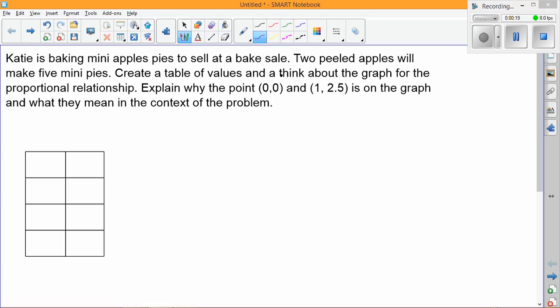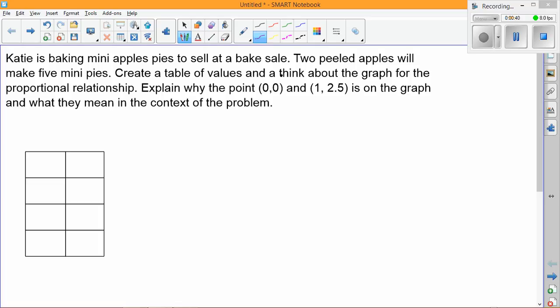Katie is baking mini apple pies to sell at the bake sale. 2 peeled apples will make 5 mini pies. Create a table of values and think about the graph for the proportional relationship. Explain why the point 0, 0 and 1, 2.5 is on the graph and what they mean in the context of the problem.